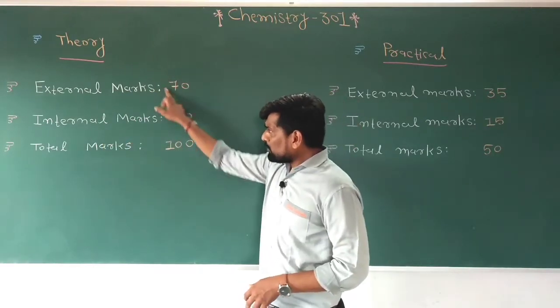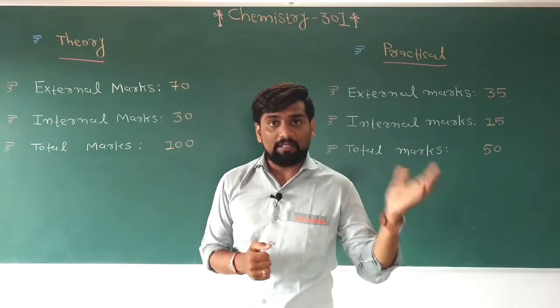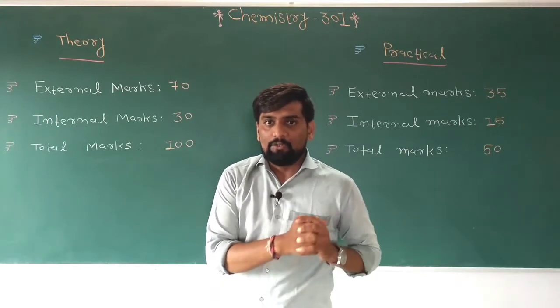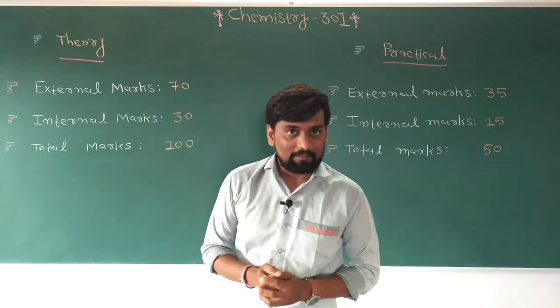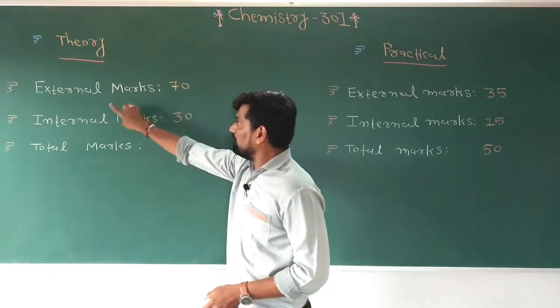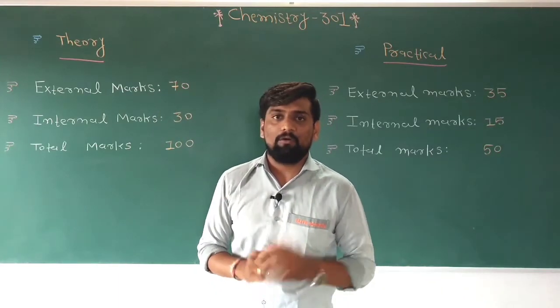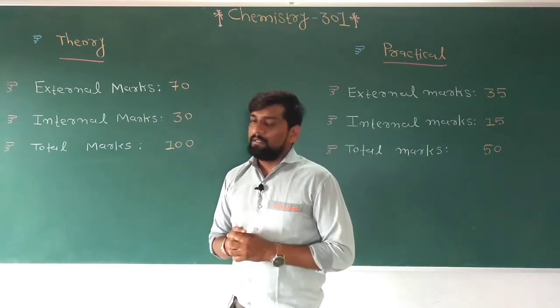For these 70 marks, the university takes an exam at the end of the semester. It is known as the external exam. So the external exam has 70 marks for each paper, and these 70 marks depend on your external exam at the end of the semester.